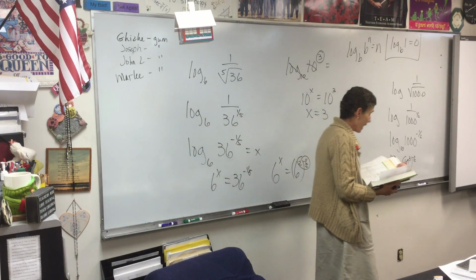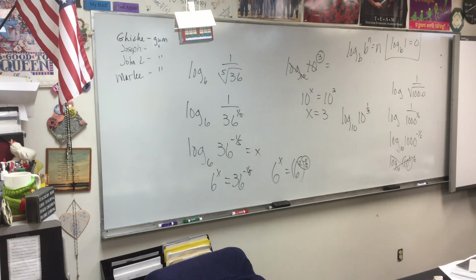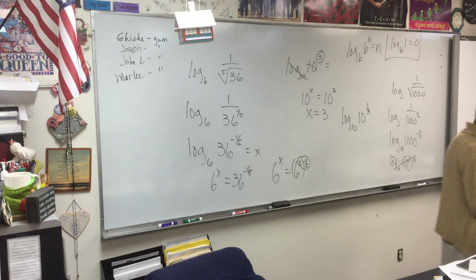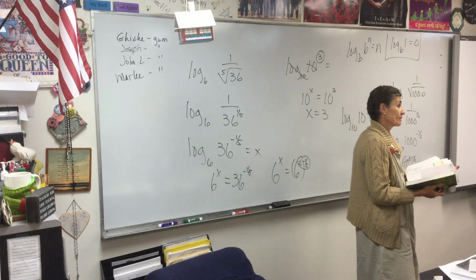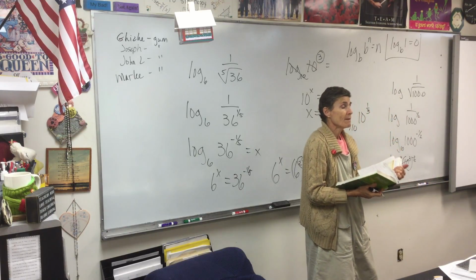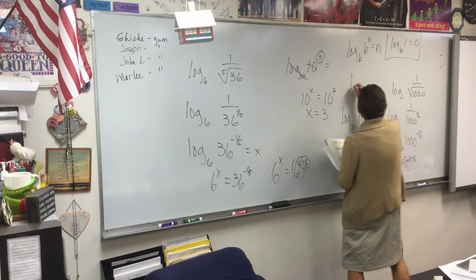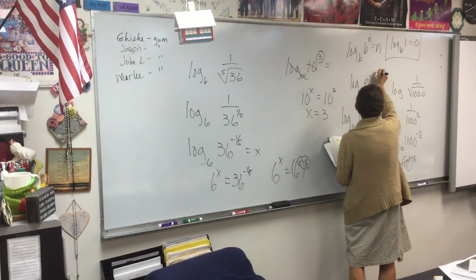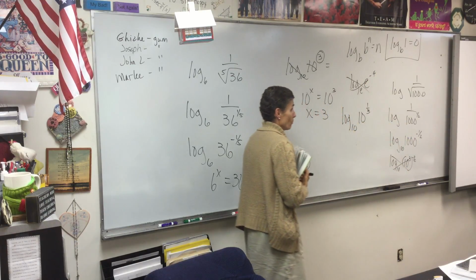Number 13, do not be confused. ln is log base e. So you have log base e of e cubed. What's the answer? 3. What's the answer to 14? Negative 4. Remember, ln is log base e. So you have the log base e of e to the negative 4. That cancels out. The answer is negative 4.